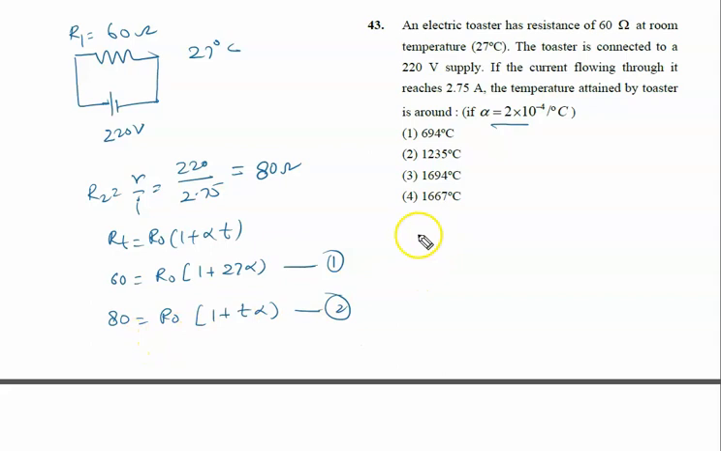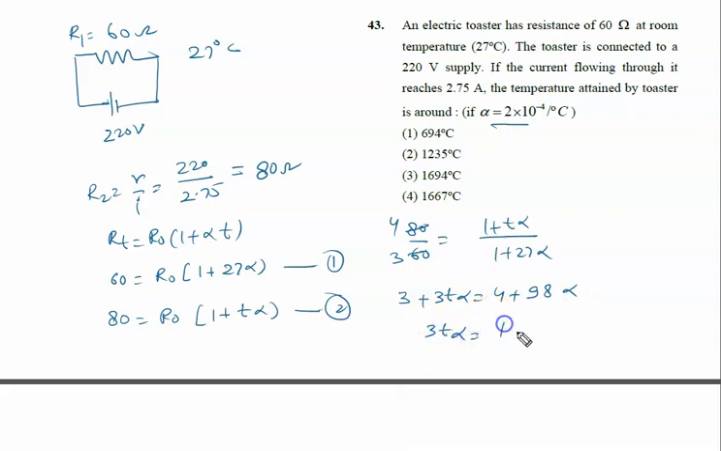If we divide equation 2 by equation 1, we will write 80 by 60 equal to (1 plus T into alpha) upon (1 plus 27 into alpha). So 4 is to 3. Further we will calculate 3 plus 3T alpha equal to 4 plus 108 into alpha. So 3T alpha equals 4 minus 3, 1, plus 108 into alpha. Alpha is 2 into 10 raised to power minus 4. So 3T is given by 1 plus 108 into 2 into 10 raised to power minus 4, upon alpha, which is 2 into 10 raised to power minus 4.